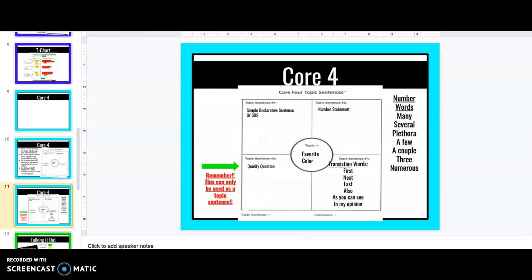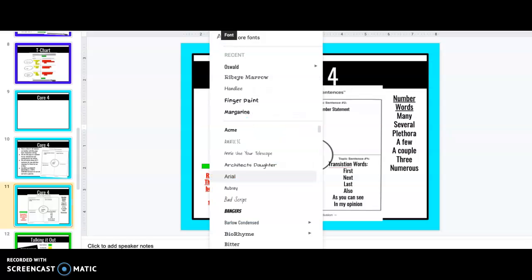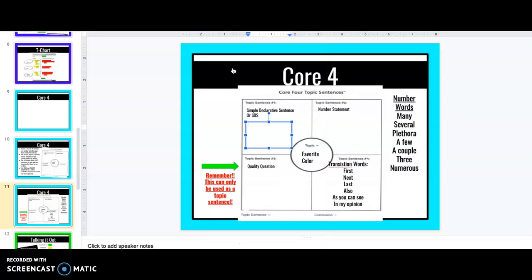So what I'm going to do now is a simple declarative sentence. Simple declarative sentences are simple, they get straight to the point. Remember, my opinion was that green is the best color. So I'm just going to say, in my opinion, green is the best color. And that's it. That's all I have to do for that one.